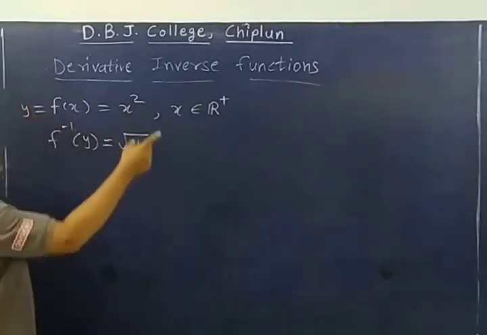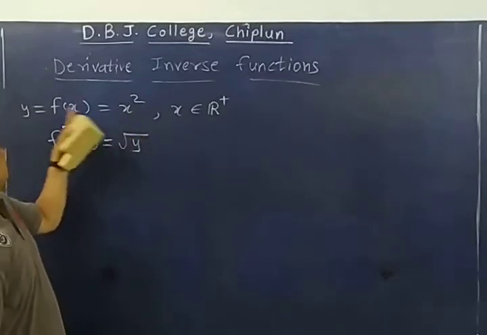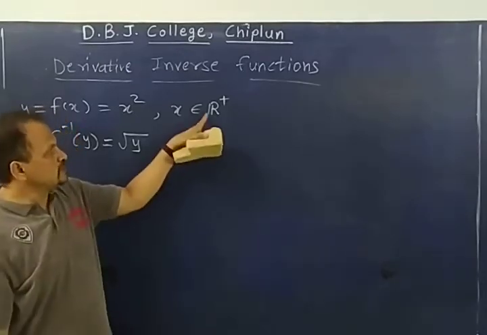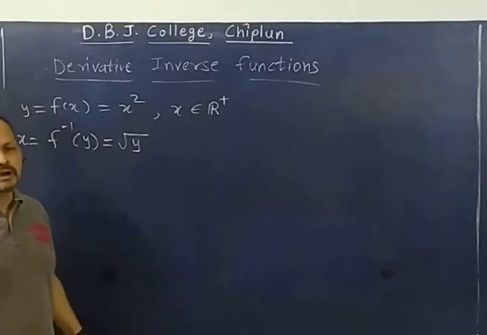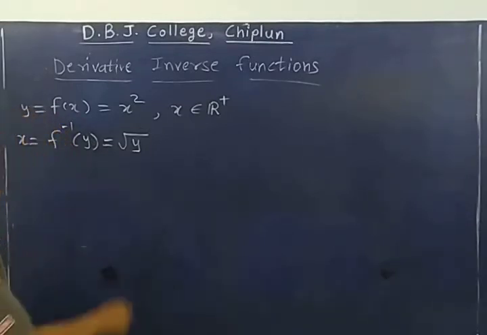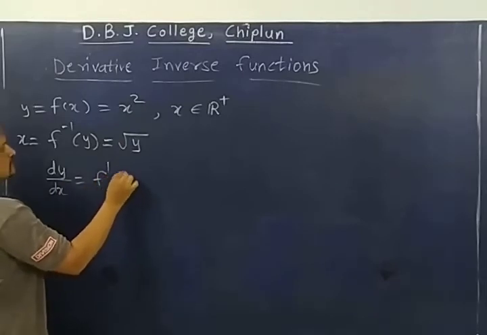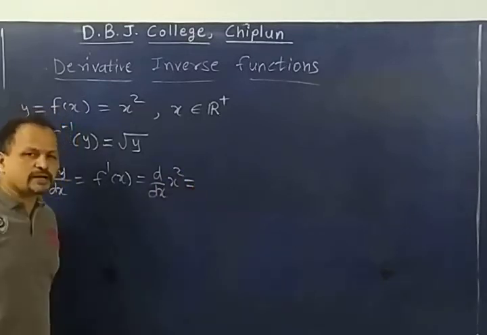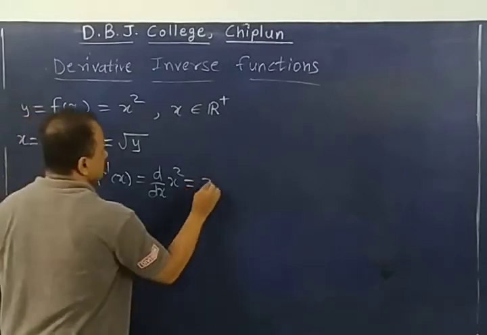Generally we write y is equal to f(x). So if y is equal to x square, then x is equal to root y. In the set of positive real numbers, this under root y exists. Now dy by dx, that is f dash x, is the derivative of x square with respect to x, which is 2x.